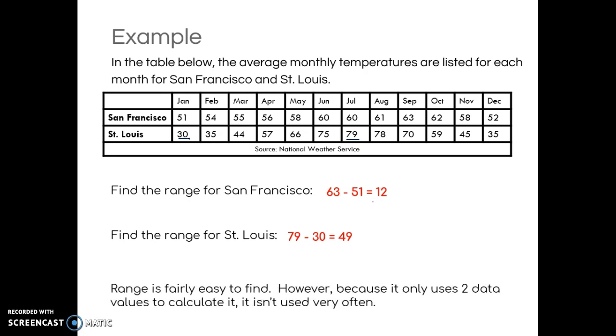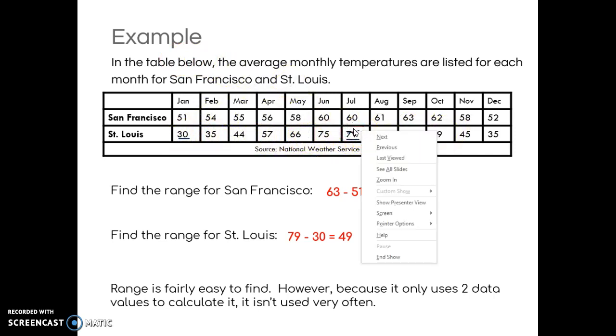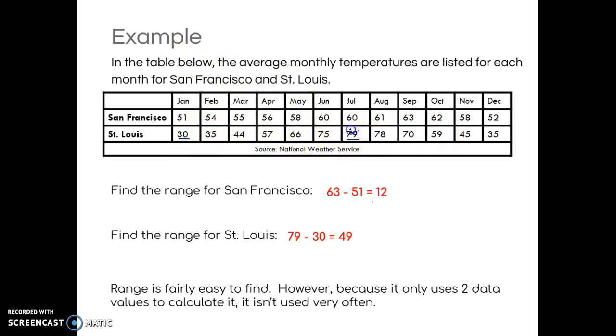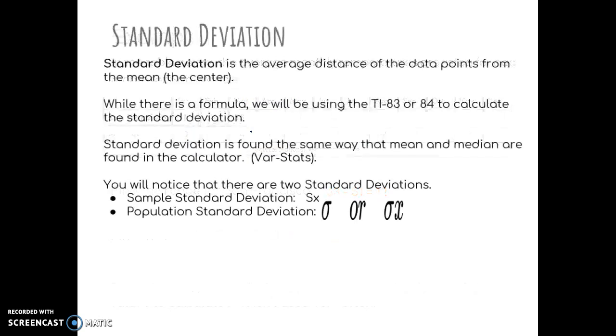Now, range is fairly easy to find, but it only takes into account two data values. So for all of these data values here for St. Louis, we only considered 79 and 30. Those are the only two values that were considered. Because it only takes into consideration two values, it isn't used in practice very often.